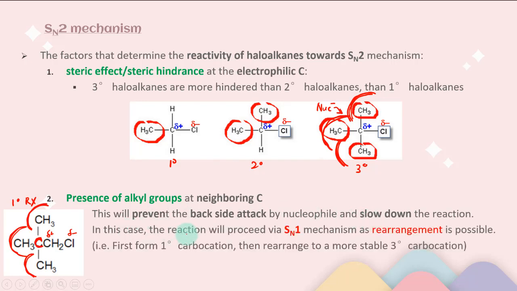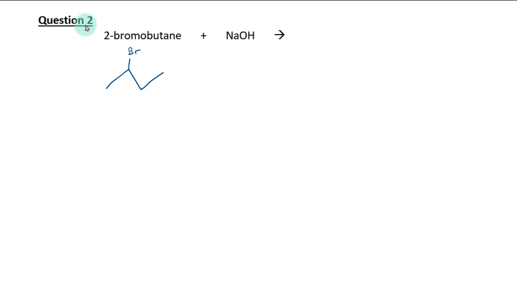So in this case, the reactions will proceed via SN1 mechanism as rearrangement is possible. So you imagine after you break up the bonding between carbon and Cl, you form a primary carbocation. So after you do a 1,2 methanide shift, you're going to form a tertiary carbocation. In other words, first you form the primary carbocation, then do rearrangement to form a more stable tertiary carbocation. Okay, so you have to check whether there's any steric hindrance or not at both electrophilic carbon or the neighboring carbon.